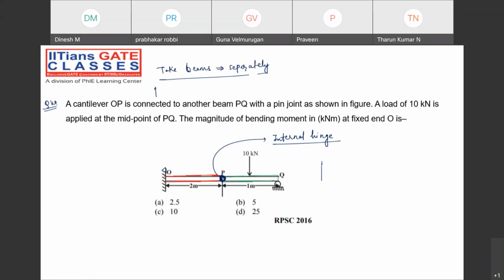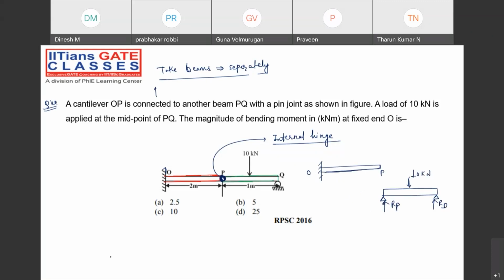That means first I'm going to take the cantilever beam OP, and the second beam I'm going to take is this simply supported beam, something like this I will assume. My reaction will be RP, and here my reaction will be RQ, and there is a midpoint load of 10 kilonewton acting.